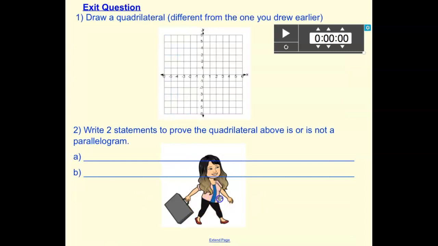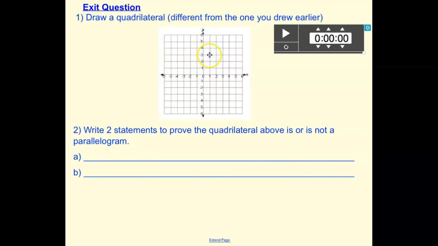Here we're going to have the exit questions, where they will be drawing a quadrilateral, any type of quadrilateral, different from where they started. And then I want them to use the reasons that they came up with earlier to prove or disprove whether the shape that they drew is a parallelogram or not.